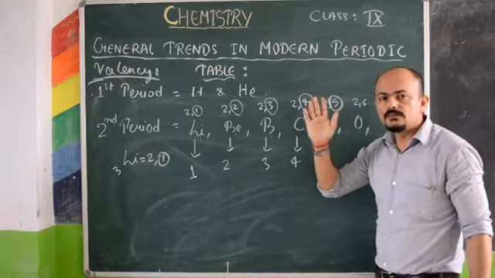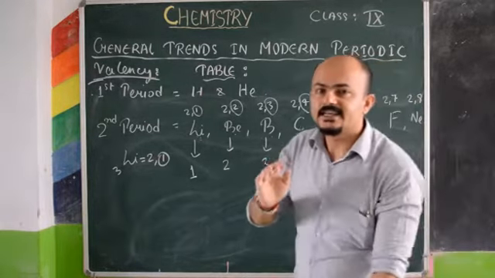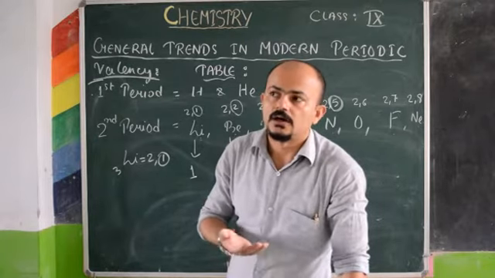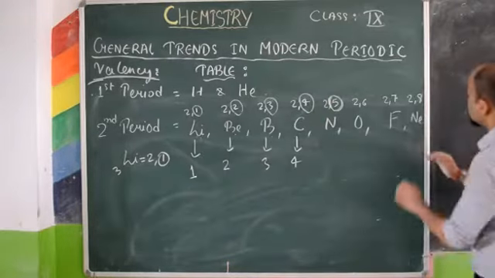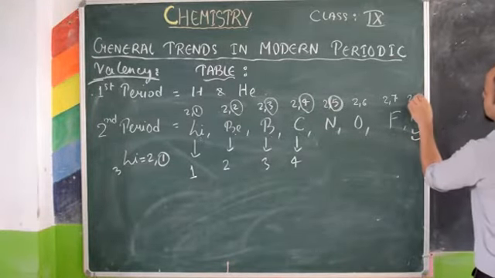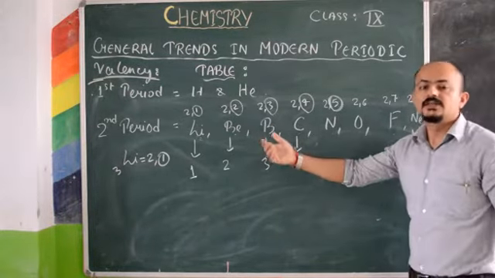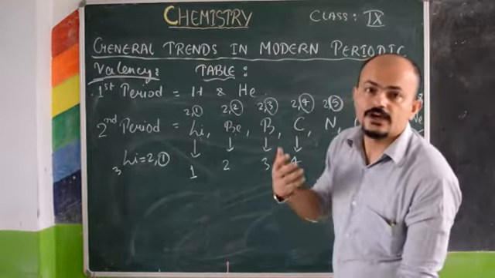To have noble gas configuration, whenever an element has 8 electrons in the valency, you must have heard about the octet rule or noble gas configuration. You can see from here itself, neon is a noble gas configuration. It has 8 electrons in the valency and it's very stable. All other elements also want to be very stable, and for that they need to have 8 electrons in the valency.